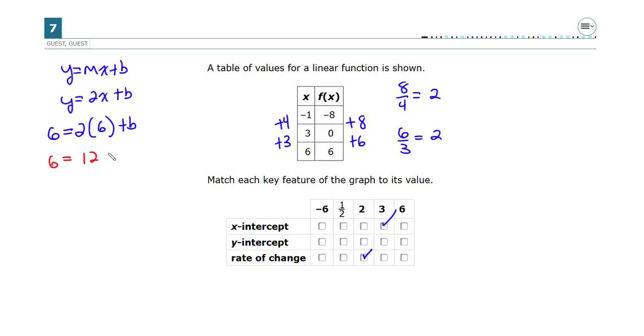2 times 6 is 12. And when we subtract 12 from both sides, we get b equals -6. So our equation is y equals 2x minus 6. So our y-intercept is -6.